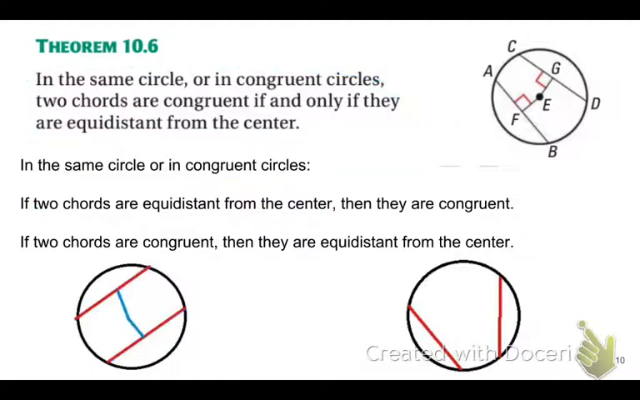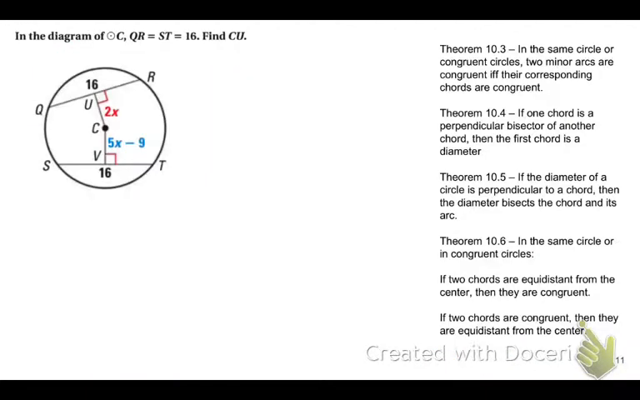Okay, so let's see how that one works. Here we have a nice diagram, and it says in the diagram of circle C, we're given that QR is equal to ST. So these are two chords. So two chords are congruent. That's what we're starting with.